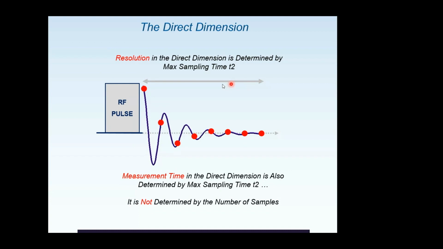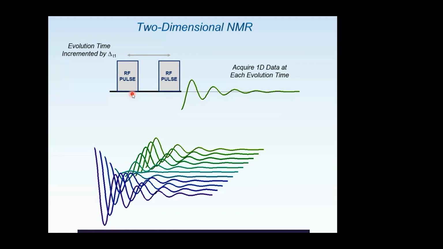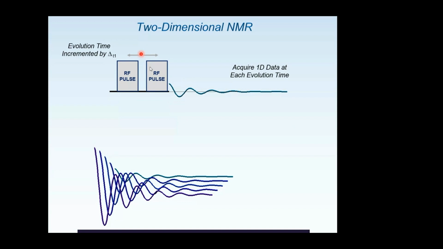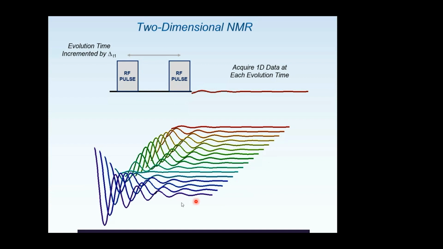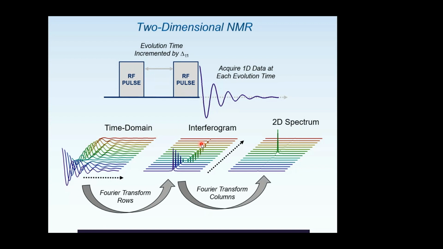That's the one-dimensional case. Now, in two dimensions and higher, the situation is different. In a two-dimensional experiment, we have more than one RF pulse, and we systematically increment the time difference in fixed increments between one pulse and another. At each increment, we measure a 1D spectrum. The end result is a series of 1D spectra where signals of interest are modulated in some way along this indirect dimension. To convert data like that into a spectrum, we Fourier transform all the rows to generate an interferogram, and then we Fourier transform all the columns to generate a spectrum.